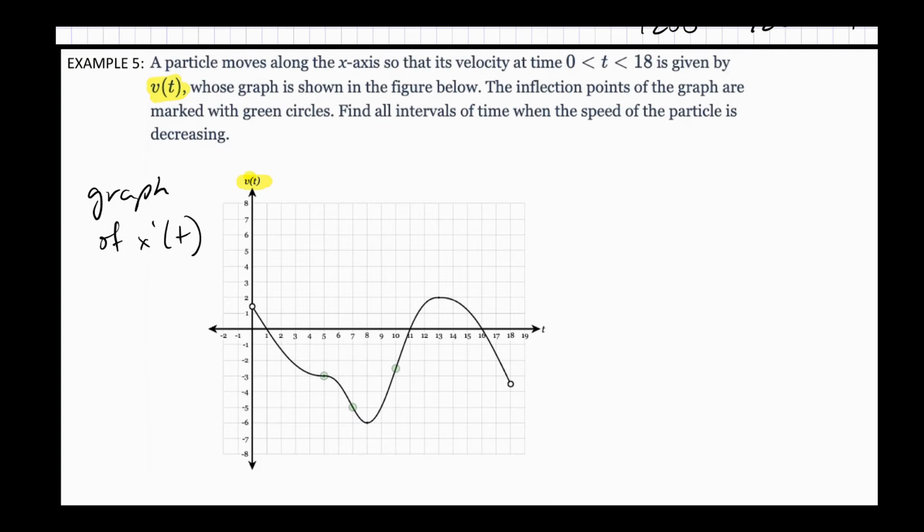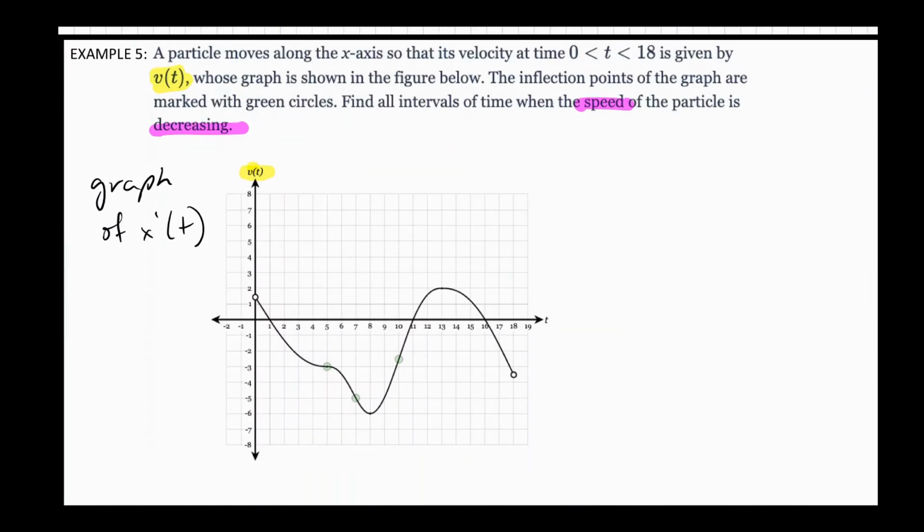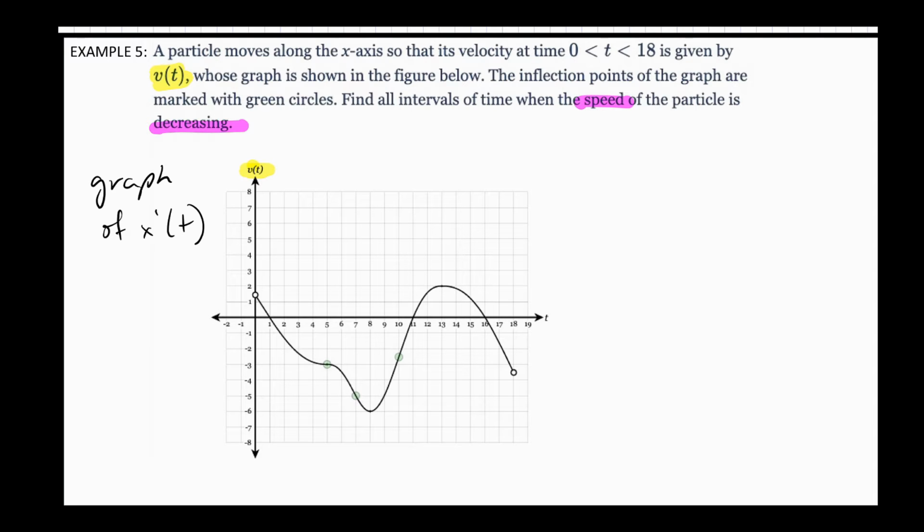So the inflection points of the graph are marked with green circles. Find all of the intervals of time when speed is decreasing. So that's what we've got to do here. We did this question. I think the last question was speed increasing, but it's the same type of idea. We're going to do the same steps. So how did we know when speed was increasing on the last one? What did we look for? What did we do?